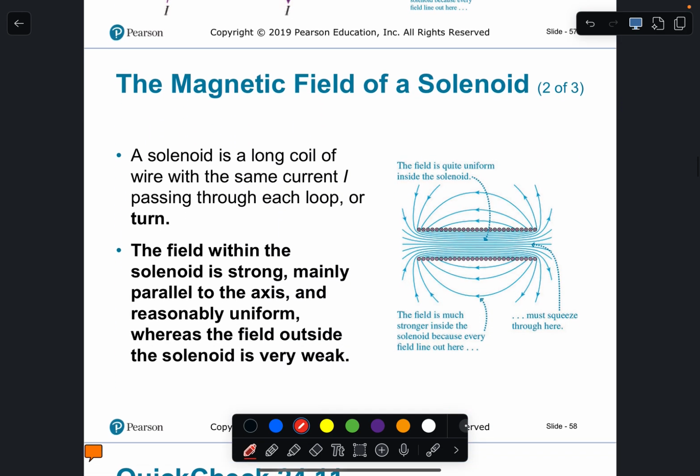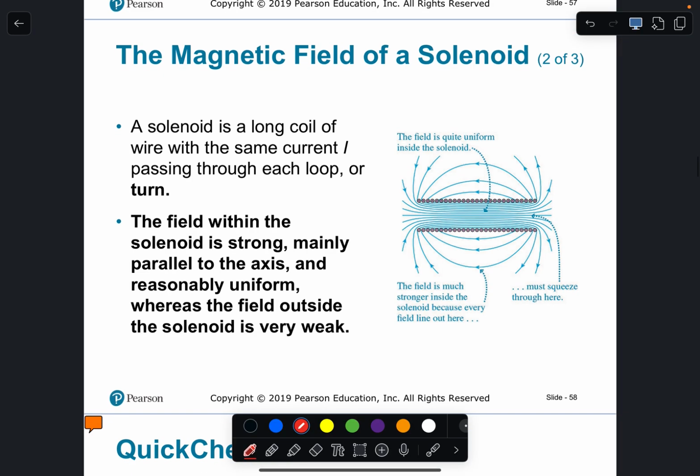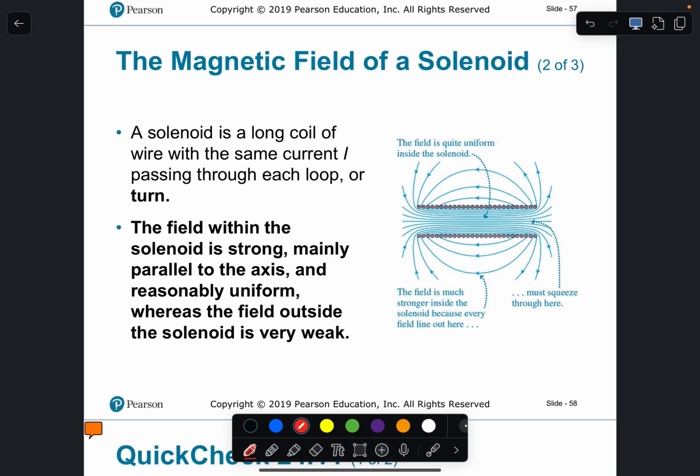And the field along the center is going to be very strong, which you can tell by how tightly those magnetic field lines are clustered together, right? It's going to be weak up here, strong in the center, and along a nice straight axis. So those are the qualities of a solenoid.